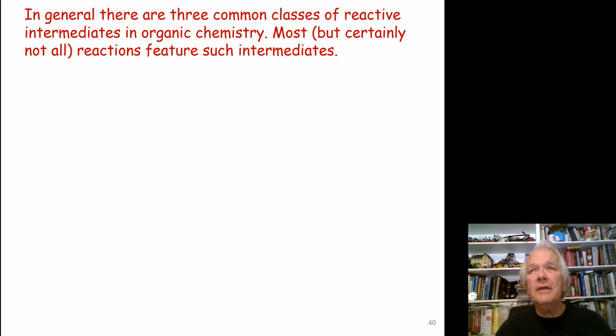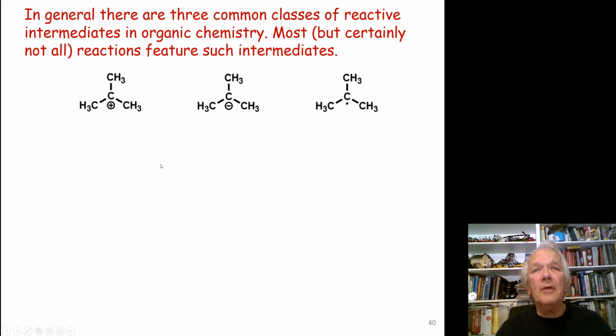In general, when you look at an organic reaction, most, but certainly not all reactions, feature such intermediates as carbocations, carbanions, or radicals. We talked a whole lot about carbocations in the work you did in first semester. Later this term, we're going to get into allylic chemistry. We're going to talk a lot about carbanions. And then, of course, radical chemistry. There's lots of free radical chemistry, like the bromination reactions that we talked about.